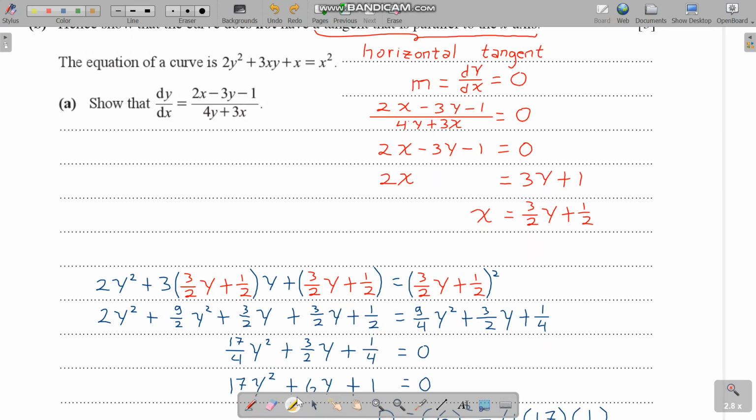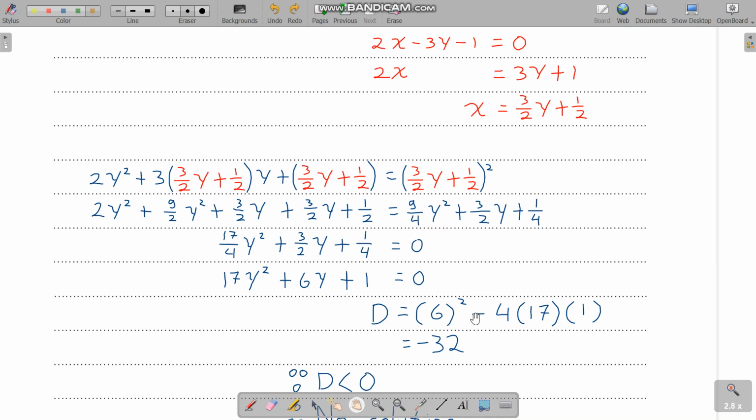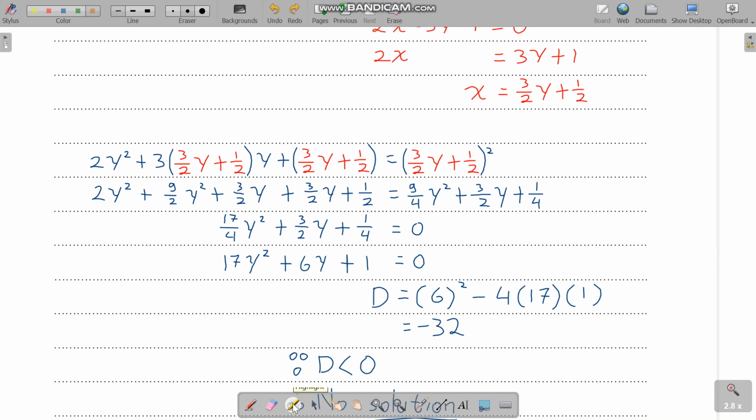So we replace each x with 3 over 2 y plus 1/2. So we replace the x, the x, the x, and then expand everything, simplify everything, try to find the y. So 3 times 3/2, so 3 times 1/2, and just rewrite here. This is the (a plus b) all squared, a squared plus 2ab plus b squared.